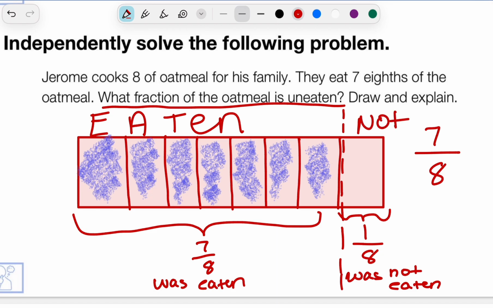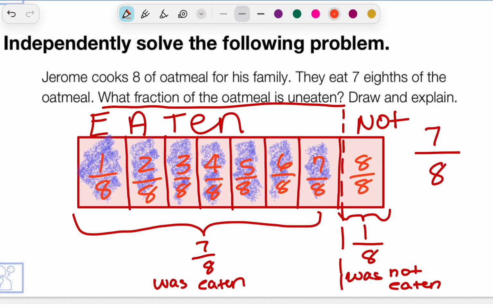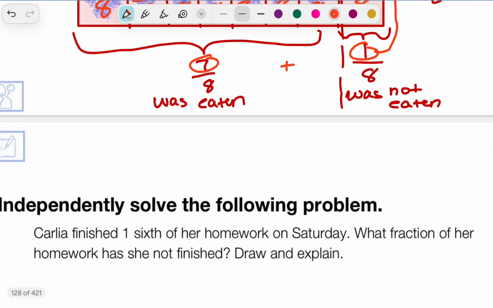How do I know that it's 1/8 by not even drawing a model? Well, you know that our whole will make 8/8, and I can actually draw that here. So this will make 1/8, 2/8, 3/8, 4/8, 5/8, 6/8, 7/8, and 8/8. And when I do that, if I know that 7 plus 1 equals 8, that's how I can quickly tell by using addition. If I add 7 and 1, I would get my whole. And if I know 7 was eaten, clearly I just need one more to know that there was one of them that was not eaten. All right, and we're going to do one more practice problem.